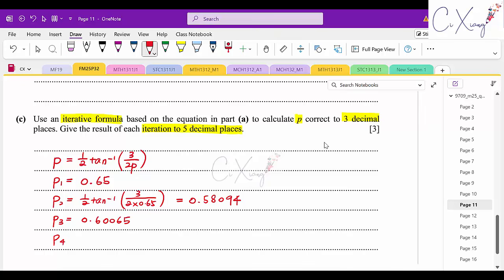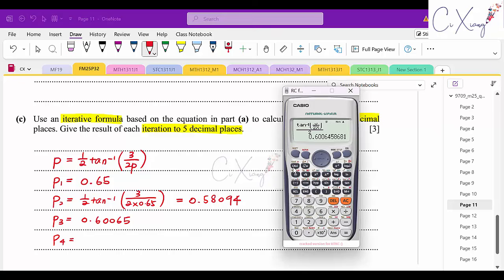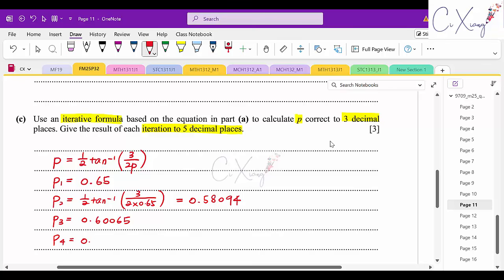Then continue for the next one. Repeat the same process: press calculate, key in the value 0.60065, and press the equal sign. Then you have 0.59496.